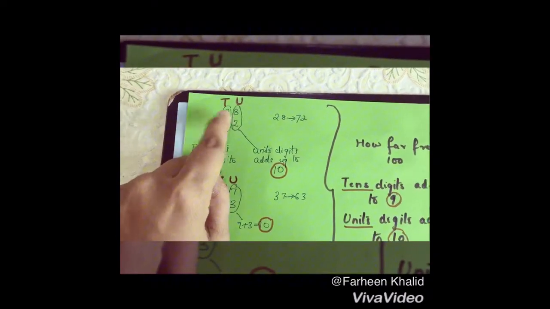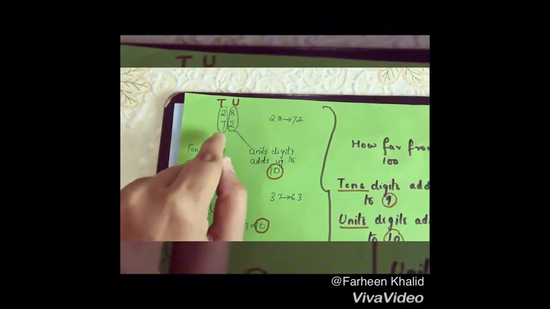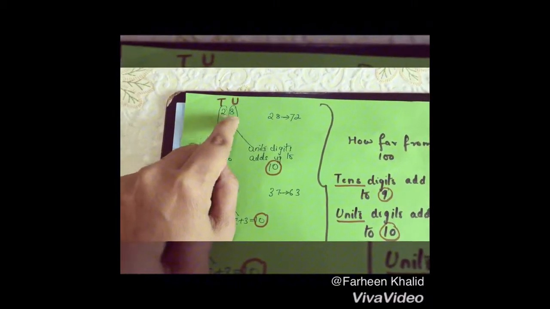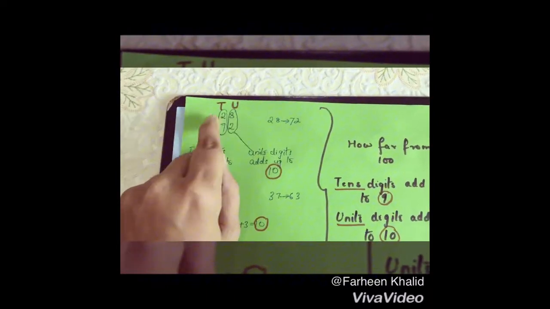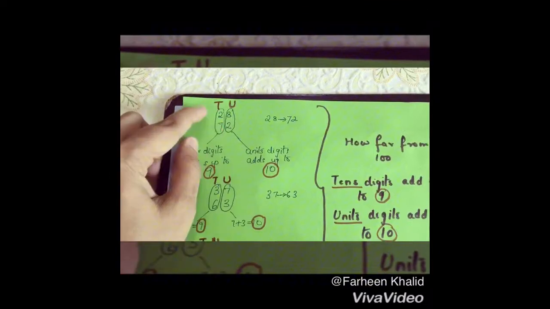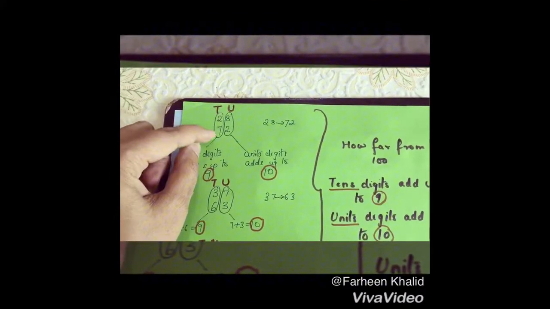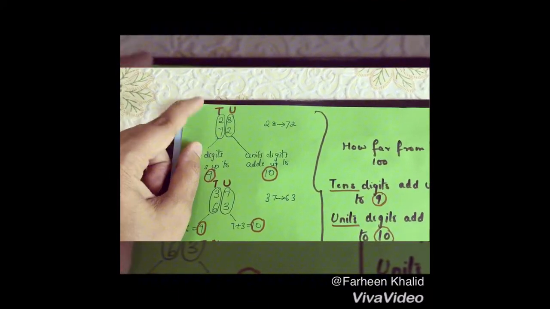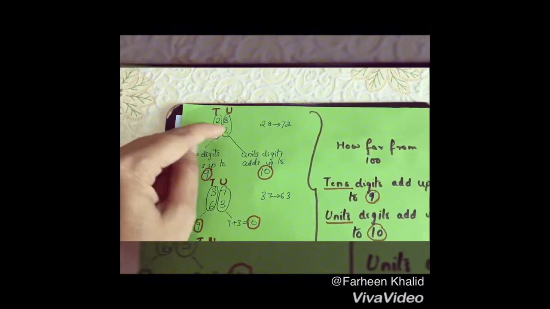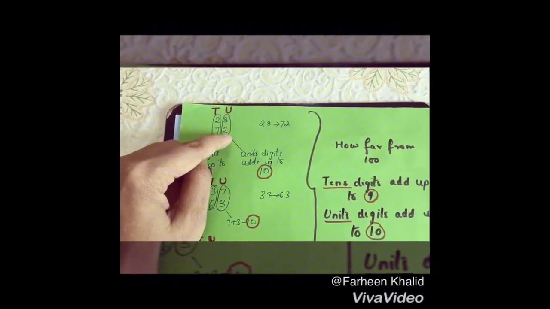You don't have to do 100 minus 28 to find the complement of 28. If you're finding how far 28 is from 100, you're basically just going to find the tens number, which adds up to 9, and the units number, which adds up to 10.